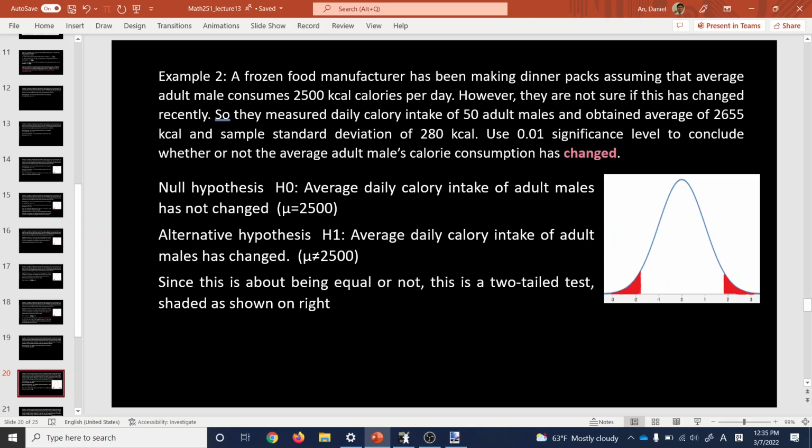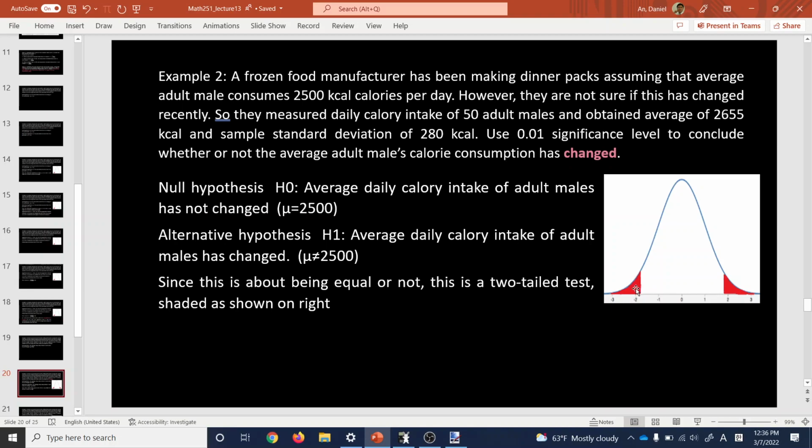worried whether it's less or more, but either change will lead to your change in the company's approach, right? So that will require you to have a two-sided or two-tailed hypothesis testing. Okay, so alternative hypothesis is two-tailed. Right. So this is a two-tailed test, and the shading should be in both cases.